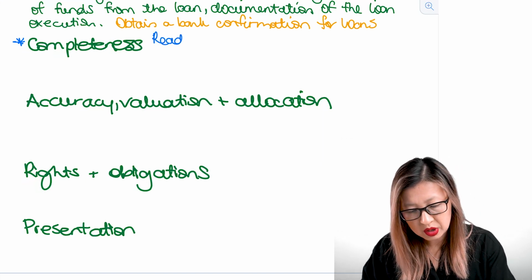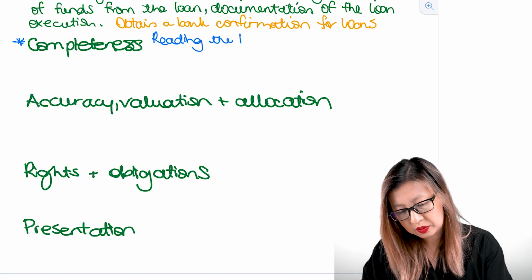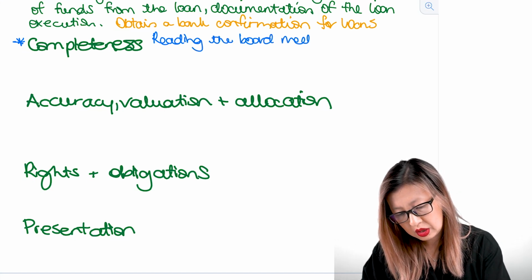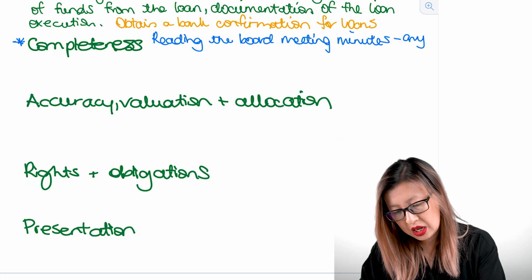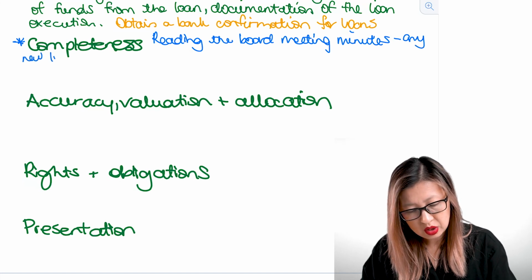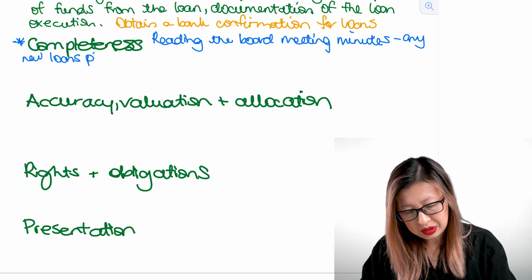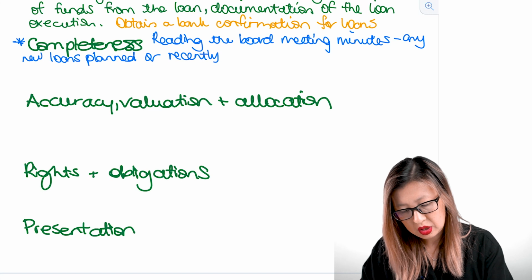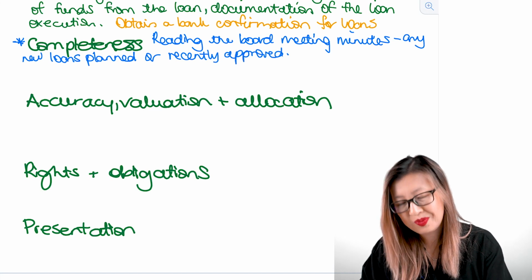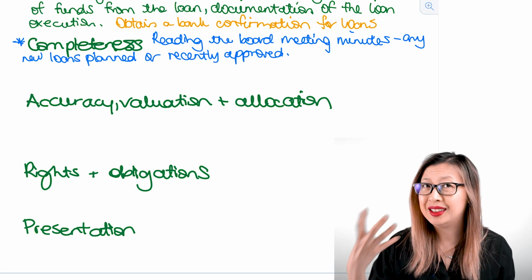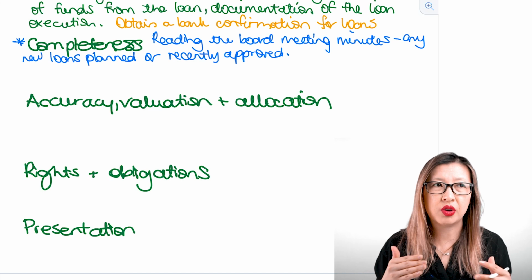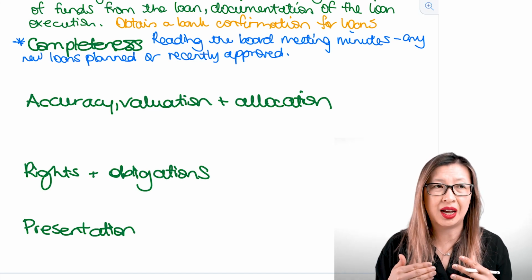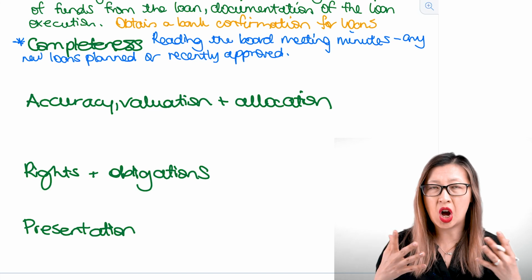So this could be from reading the board meeting minutes, any new loans planned or recently approved. All right, now if you've been the auditor for a few years, you might know that last year they were planning to get a loan. This year you can ask them, did you get the loan? Where is the approval process? So we're trying to find potentially loans that they want us to potentially not find. So are they hiding loans?